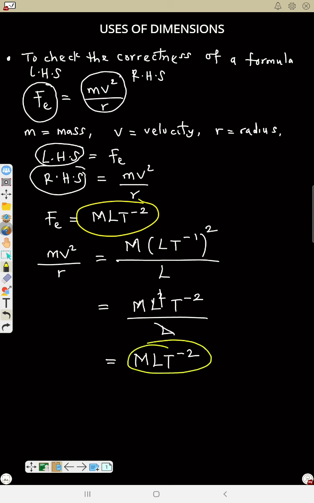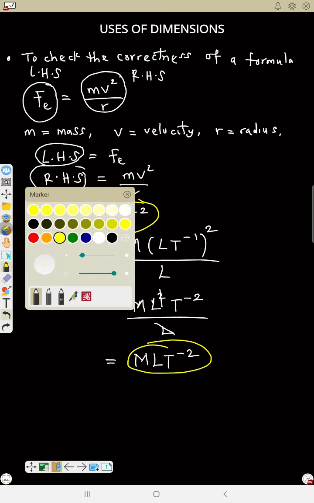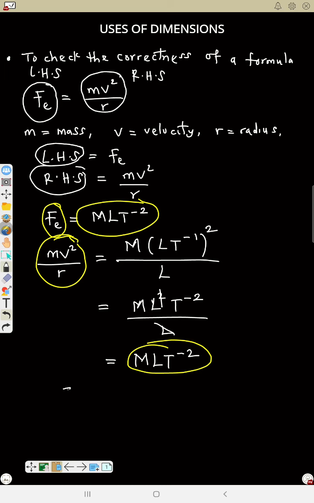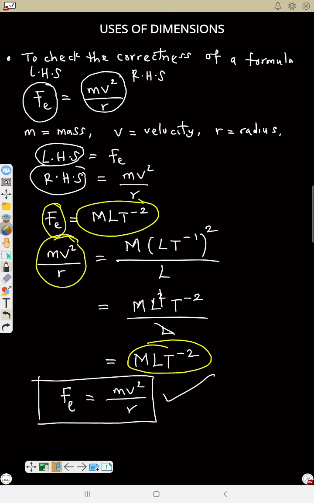That means the left hand side, F, the force, is equal to the right hand side, mv square over r. That means the formula F is equal to mv square over r is dimensionally correct, meaning this formula may also be right. So this is just an illustration of how to use dimension to check the correctness of a formula.